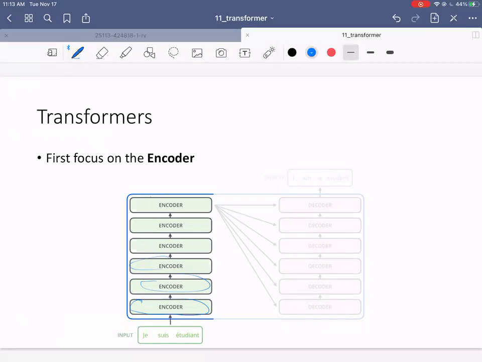So all you need to do is just take a look at one single encoder. It's like the Inception net. In Inception net, you had a single inception component and then you repeated it multiple times. So it's the same architecture here. You have a single encoder and just repeat this. You copy paste it 6 times.